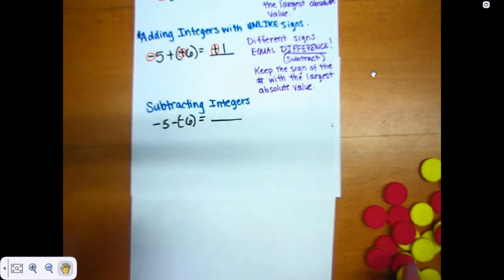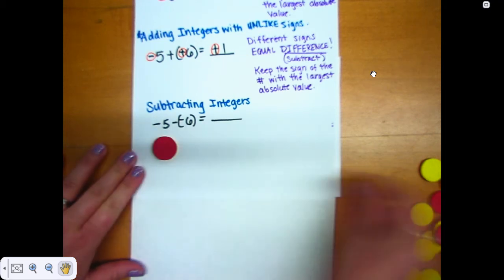5 reds. Okay, first of all, with subtracting, what do you model? Just the first number. Why? Why are we only modeling the first number? But you don't have anything to combine with. Very good. Haley says we can't combine them because we have something and we're taking away. So we can't combine. We have -5.